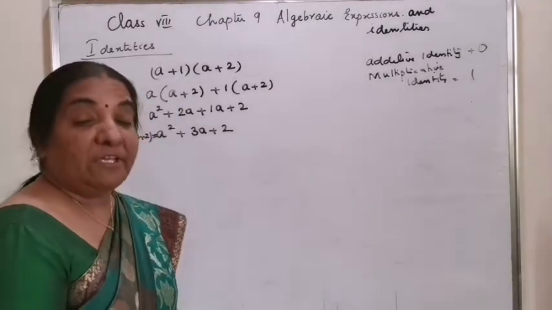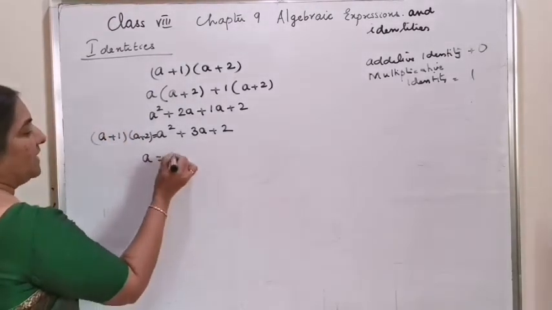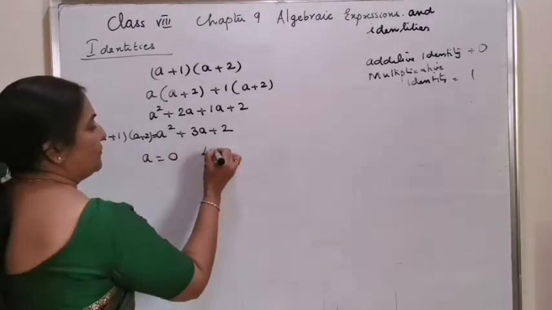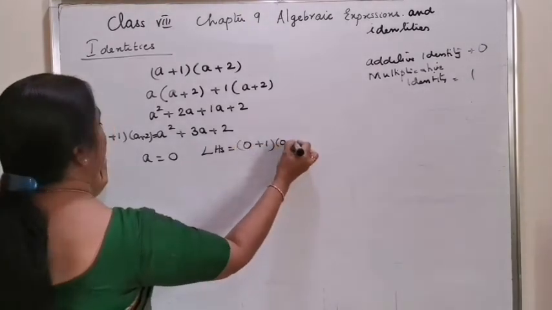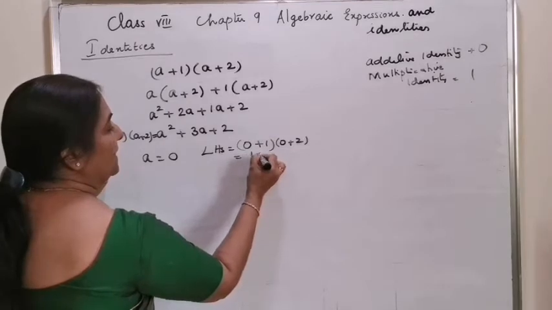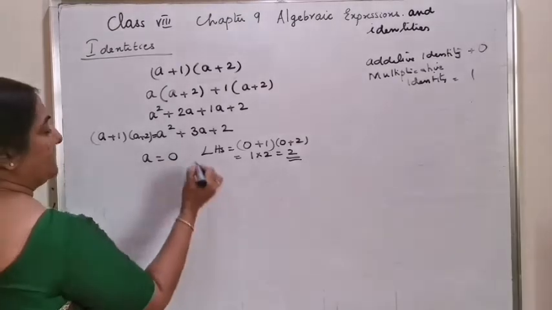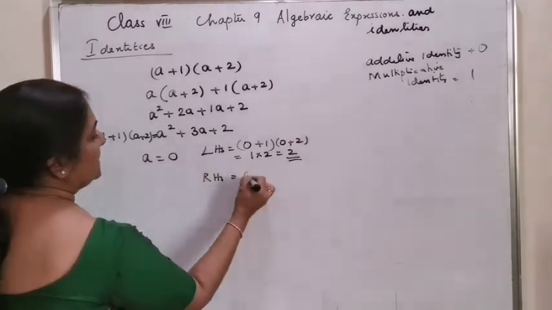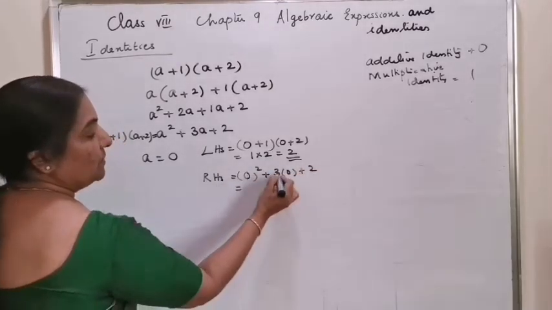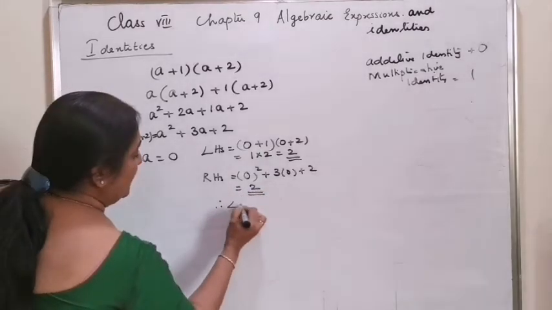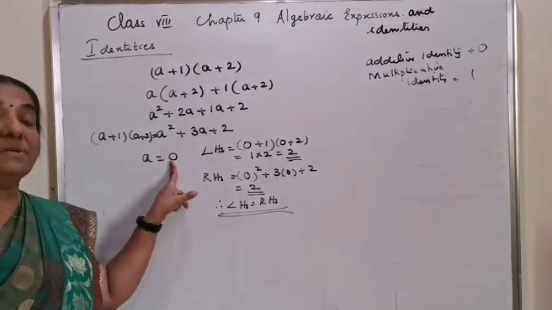Now, can we call it an identity? Yes, because substitute the value of a as 0, get an answer for LHS. LHS equal to 0 plus 1 into 0 plus 2, which is equal to 1 into 2 is equal to 2. Similarly, RHS is equal to 0 square plus 3 into 0 plus 2. 0 square is 0, 3 into 0 is 0, equal to 2. Therefore, LHS and RHS are equal for the value of a equal to 0.